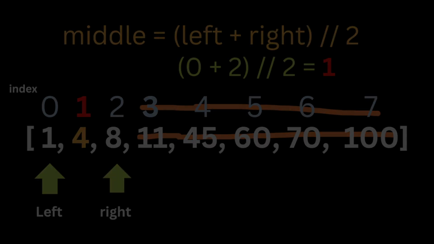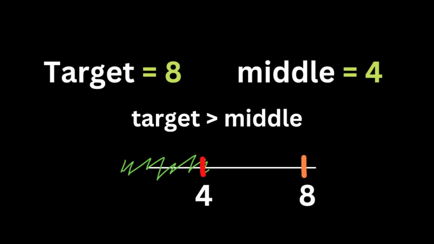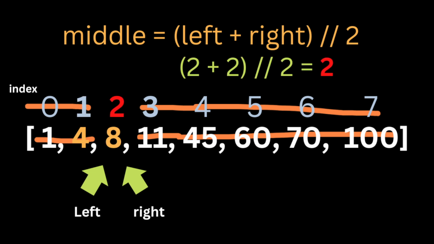And now we can start the calculation again. The middle is going to be 0 plus 2 divided by 2, which is 1. So the middle number is the number at index 1, which is 4. We compare the target number 8 to the middle number, which is 4. Is 8 greater than 4? Yes, so we eliminate the left half because every number to the left is smaller than 8.